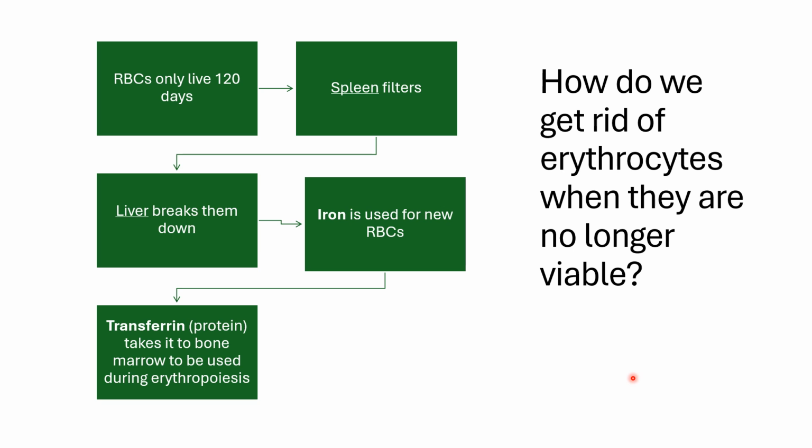Okay, so when they're no longer viable, can't use them anymore in about 120 days, they're all worn out, they need to be retired. The spleen, the liver, and the bone marrow are 3 areas that are involved in recycling them. Let's put it that way.